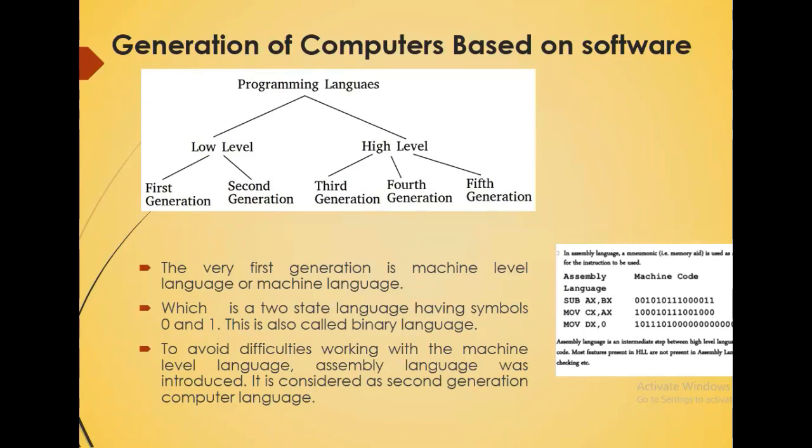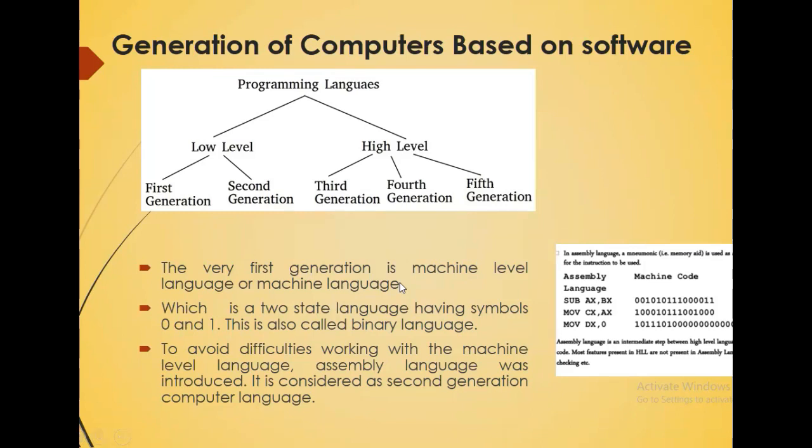So after that assembly language was introduced. Okay, and it is considered as second generation language. And in assembly language, instead of zeros and ones, now coding was done using alphabets and words like sub, move, like that. Okay, so this was assembly language.